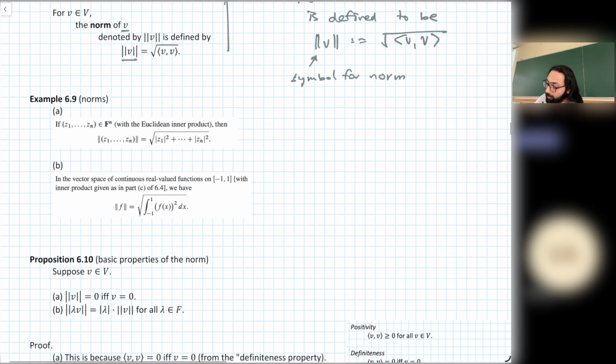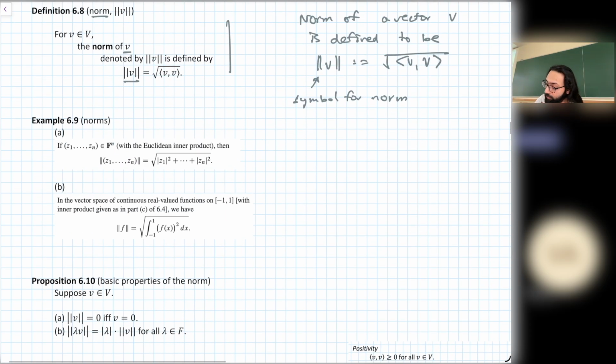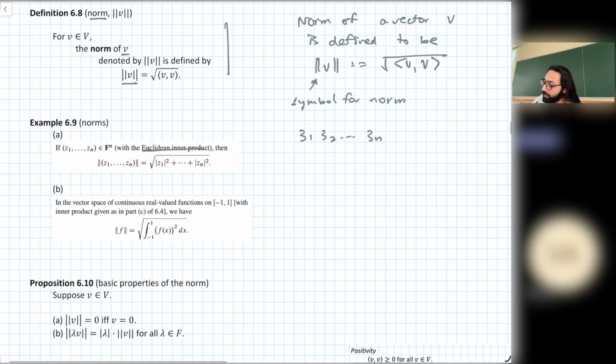Okay. So now let's look at an example. The first example is, of course, with Euclidean space. Let's see if we can reproduce the result that we had. The dot product, remember, was what? If you have Z1, Z2, Zn, you took the inner product with itself, right? This was giving you... okay, no, let me write it properly.